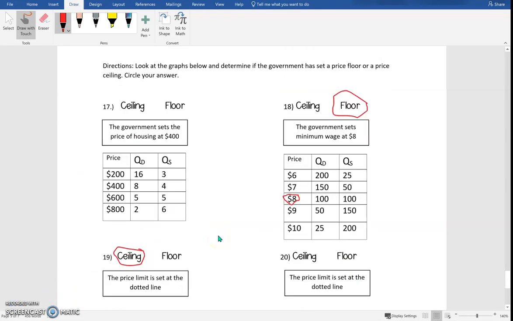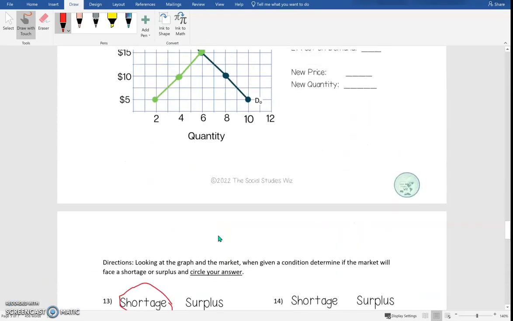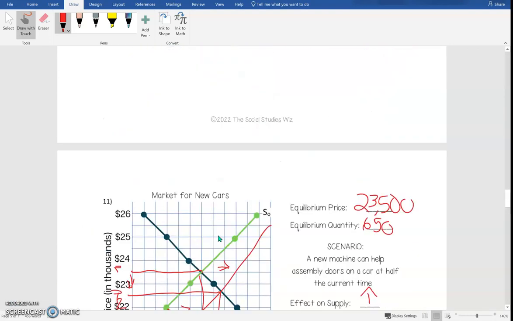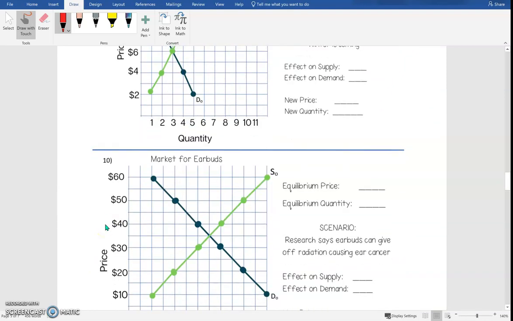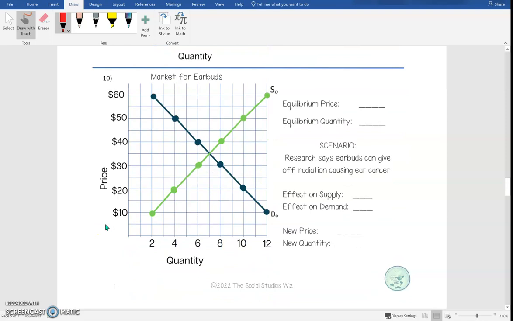So do number 17. And I have about 5 minutes here to try to get through one more example of these market conditions up here. So let's go back up and we'll go to number 9. Looking at the market for gloves. Or actually, let's do earbuds. We're going to do earbuds, number 10.